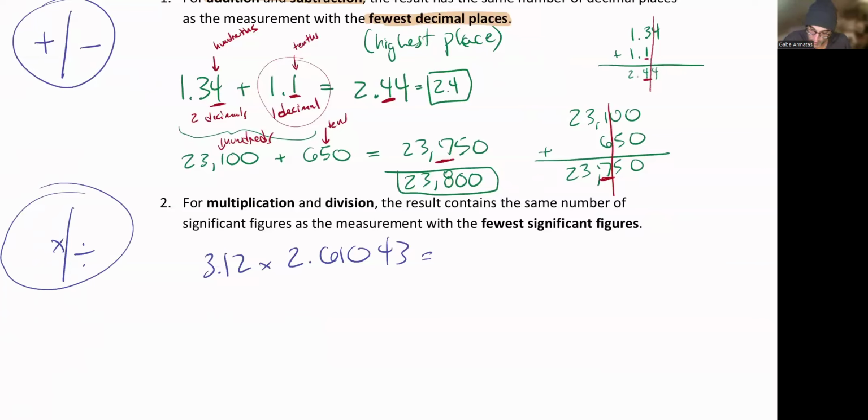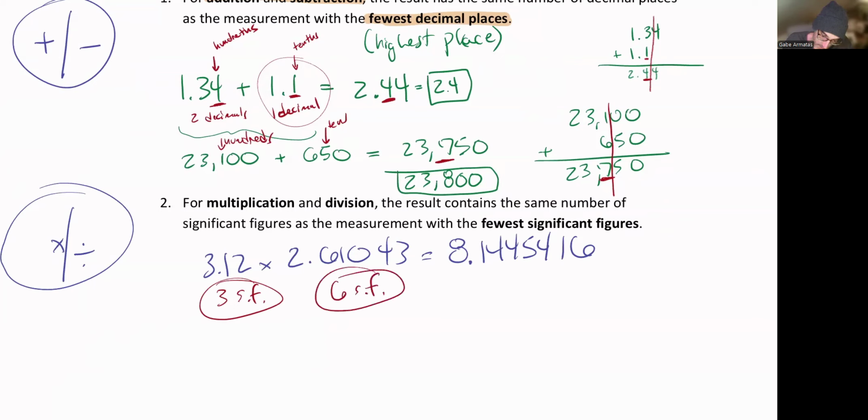So 3.12 times 2.61043. I'm going to plug that into my calculator and this is what I get: 8.1445416. All of those numbers, you write them all out. And then you decide, this one has 3 sig figs, this one has 6 sig figs. So I'm going to use 3 sig figs. 1, 2, 3. There's my third sig fig. I'm going to underline it. That is where I'm going to round.